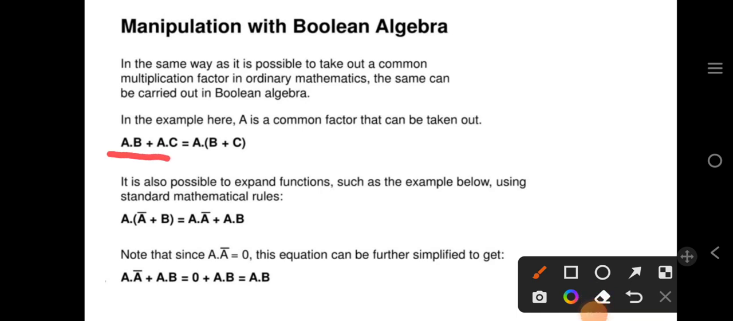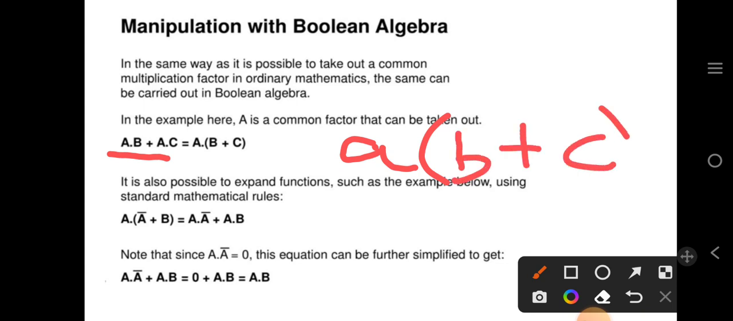This is the left hand side. Here you can see that in both the products A is common. So while solving the algebraic equation, you can take out the common A and write the other variables as B plus C, and if you multiply this bracket by A, you will get the same output as the left hand side. So this rule is the same for maths and Boolean algebra. So A dot B plus A dot C is equal to A dot (B plus C).